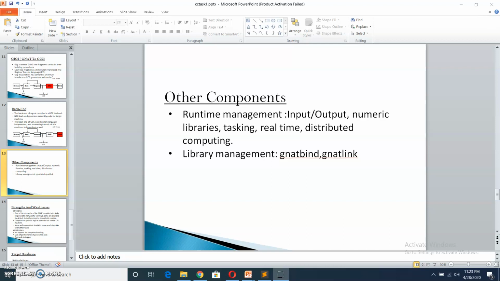Other components of the compilation tool include a runtime management, which handles input-output, numeric libraries, etc. Also, many times a program is assembled from compilation of multiple files. It needs tools to ensure coherence, gather object files, and record dependencies between units. This is handled by the library management essentials. Two such examples of library management essentials are GNAT bind and GNAT link.